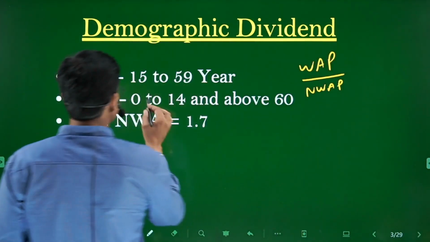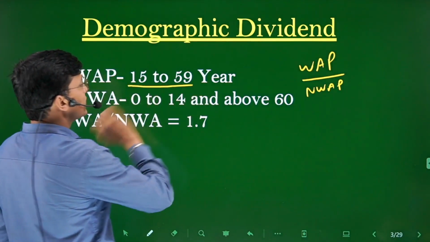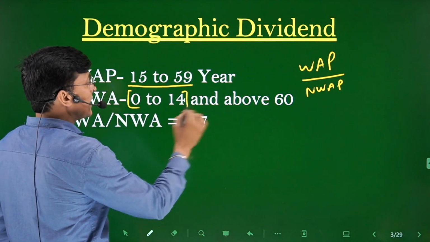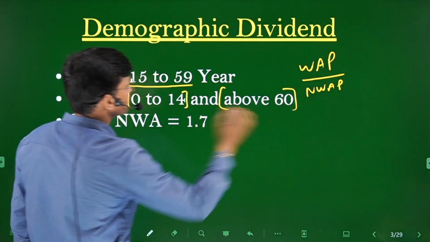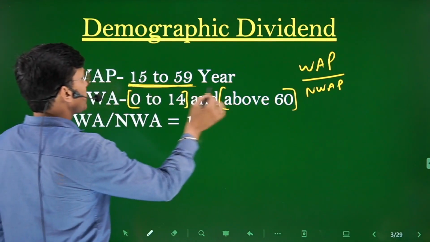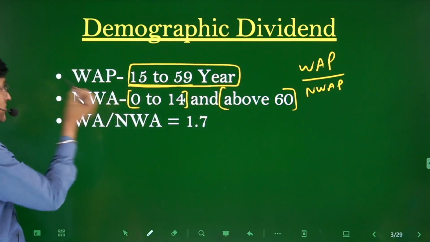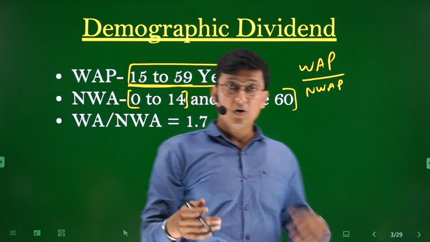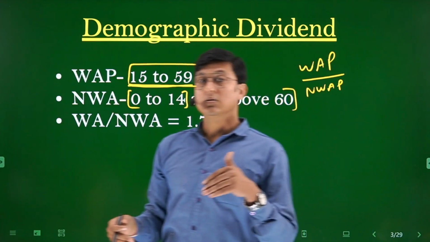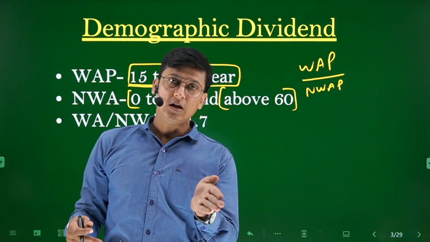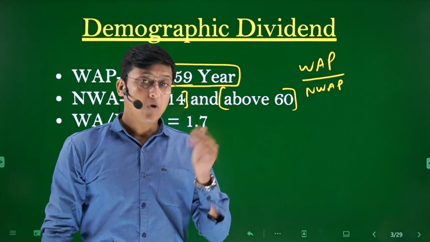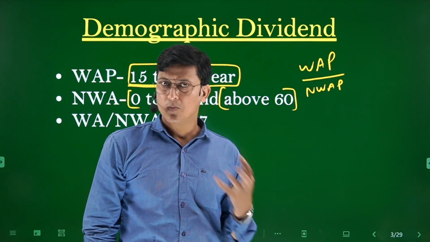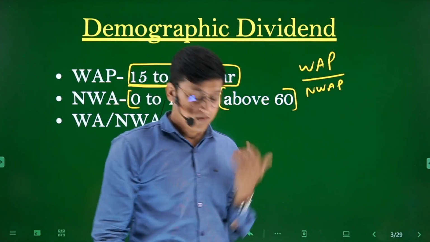What is working age population? It is the population between 15 years to 59 years, and non-working age population is either 0 to 14 years or above 60 years. So if this population is more than this population, we call it demographic dividend. Means the population of the country is going to positively impact the economy of a country. Population is not always bad for the country. Yes, there are certain challenges with the population, but it is not always bad for the country.